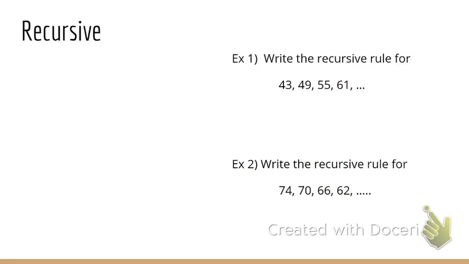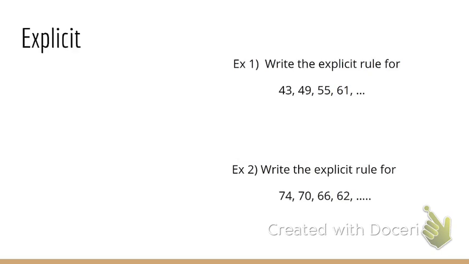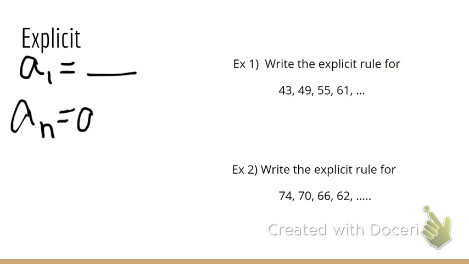The next thing we're going to look at is explicit. If you got confused about something, just rewind. Explicit is the same type of response. In explicit, we do have to identify what my first term of the sequence is. Once we do that, we can fill in the rest of the pieces. A sub n is equal to my first term plus parentheses n minus 1 times my common difference. So you have to find what your common difference is, and you have to find what your first term is.